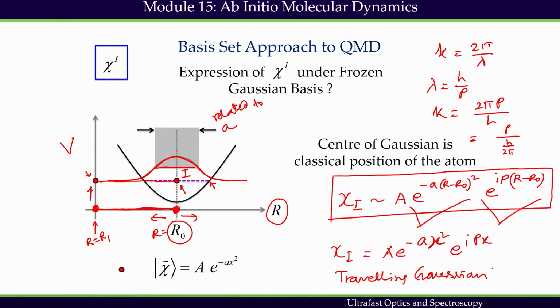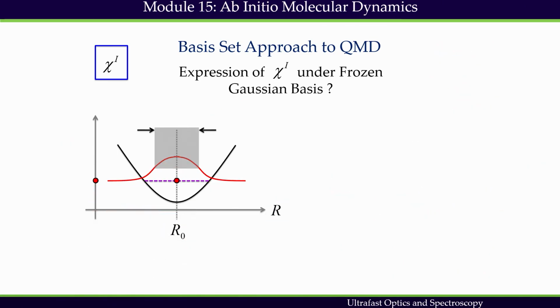Each nucleus, the ith nucleus, can be expressed in terms of a traveling Gaussian. So this a should have a subscript i, and p should have a subscript i as well, because it is associated with the ith nucleus. We can definitely normalize this kind of function. So we are taking a nuclear wave function in this form, e to the power minus a x square, e to the power i p x.